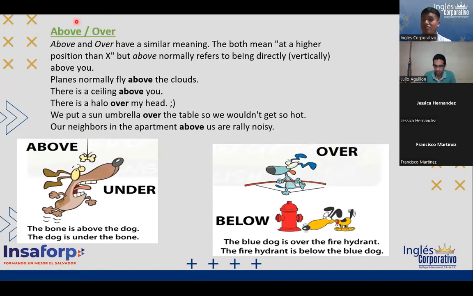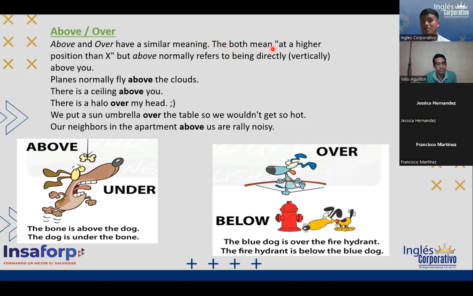So, we have another one here. And this one, esta de acá, no es muy vista o no es muy conocida o no es muy utilizada in the English language. But it's still necessary for you to know. Siempre es necesario que la sepa. What is the pronunciation? We say above. Above. And this one, over. Above and over. So as it says here, above and over have a similar meaning. Tienen un significado similar.